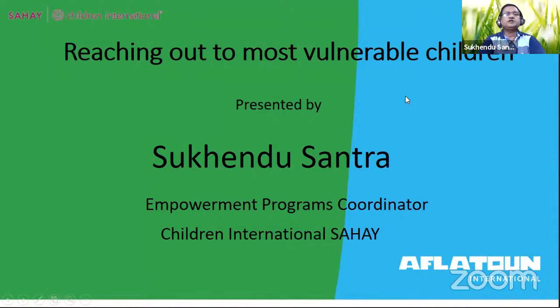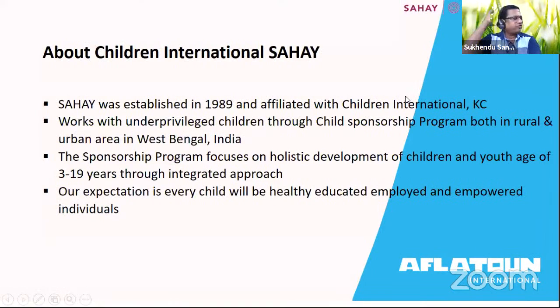Okay, so the topic is reaching out to most vulnerable children. Before going to the topic, I want to share about Children International SAHAY, the organization. SAHAY was established in 1989 and affiliated with Children International, Kansas City. It works with underprivileged children through a child sponsorship program, both in rural and urban areas in West Bengal, India. The sponsorship program focuses on holistic development of children and youth aged 3 to 19 years through an integrated approach. Our expectation is that every child will be a healthy, educated, employed, and empowered individual.